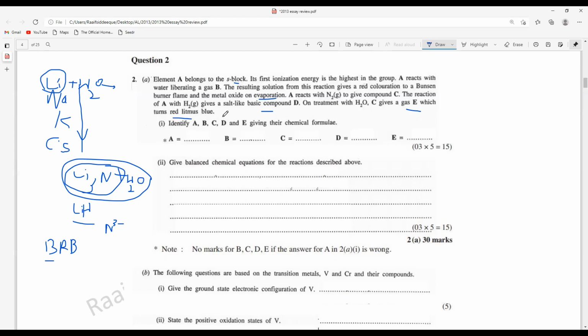This is another reaction. So what else is missing here? That is the formation of the metal oxide. Metal oxide formation means you have lithium hydroxide formed with water, and when you heat it, it will form Li2O, right?